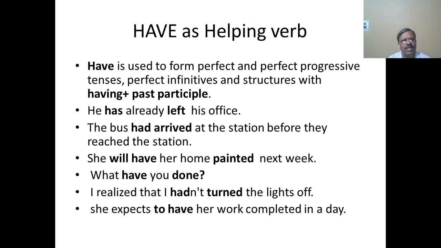Next one, the bus had arrived at the station before they reached the station. You see, this is past perfect tense. The bus had arrived. Had is the past tense form of have. Arrived past participle form. ಯಾವ ಫಾರಮಿನ ವರ್ಬ್ಸು ದೇ ಆರ್ ಫಾಲೋಡ್ ಬೈ ದಿ ಪಾಸ್ಟ್ ಪಾರ್ಟಿಸಿಪಲ್ ಫಾರಮ್ ಆಫ್ ದಿ ಮೇನ್ ವರ್ಬ್ಸ್. ದ ಬಸ್ ಹ್ಯಾಡ್ ಅರೈವ್ಡ್ ಅಟ್ ದ ಸ್ಟೇಷನ್ ಬಿಫೋರ್ ದೇ ರೀಚ್ಡ್ ದ ಸ್ಟೇಷನ್. ಅವರು ಸ್ಟೇಷನನ್ನು ತಲುಪೋದಕ್ಕಿಂತ ಮುಂಚಿತವಾಗಿಯೇ ಬಸ್ಸು ಅಲ್ಲಿಗೆ ಬಂದಿತ್ತು.